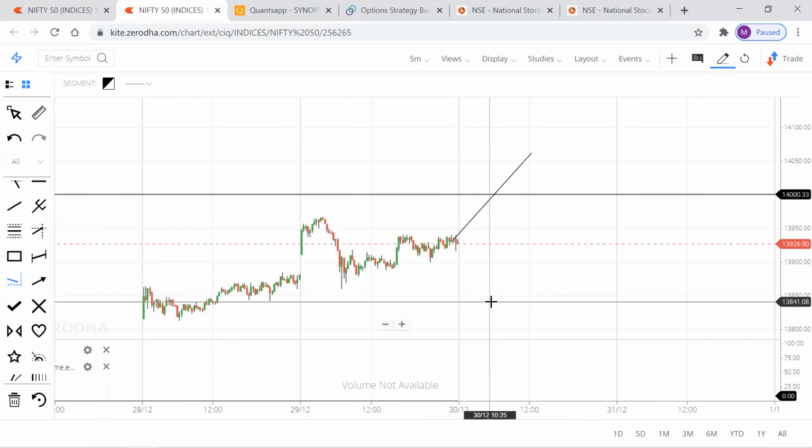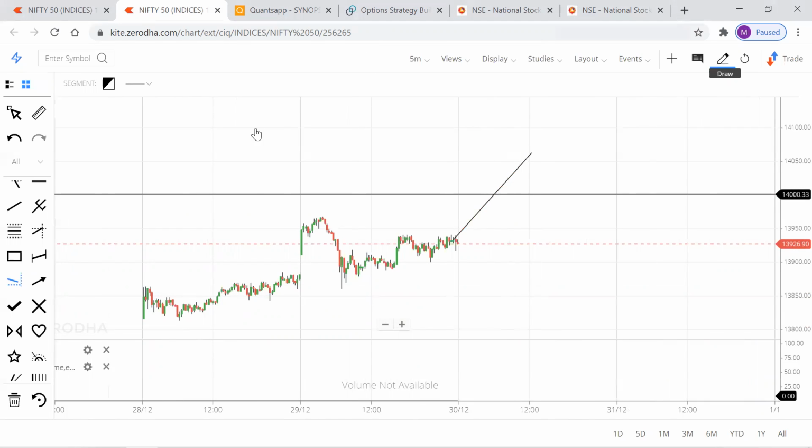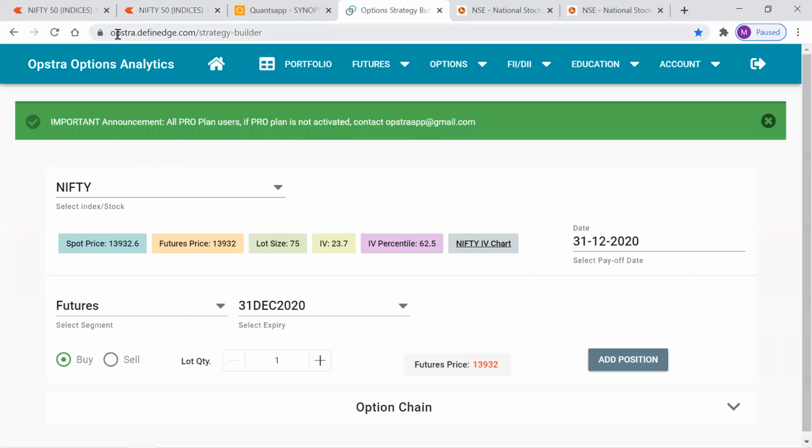For that, what can you do? It's simple. Just go to our Opstra. Opstra is where you can calculate your profit and loss and all those details. So this is Opstra, opstra.definedge.com, the strategy builder. We use it to learn.